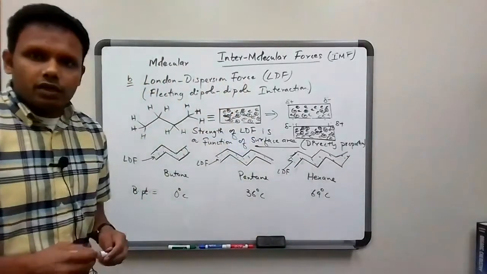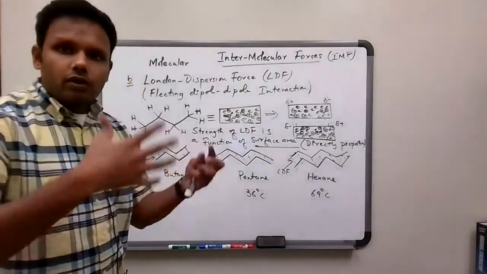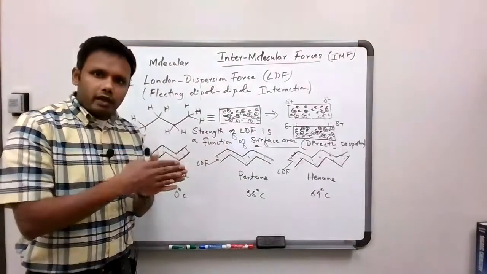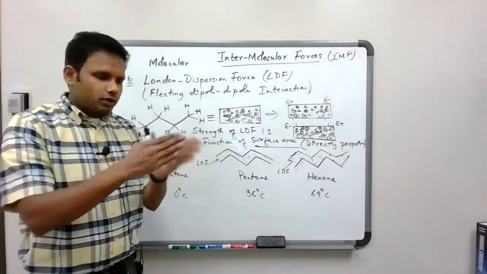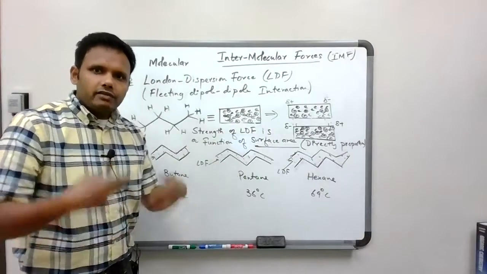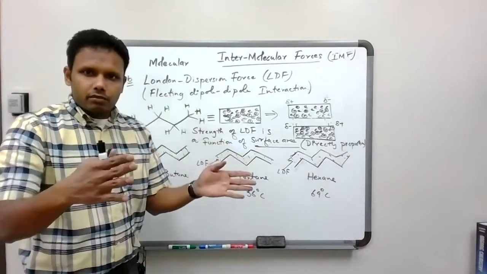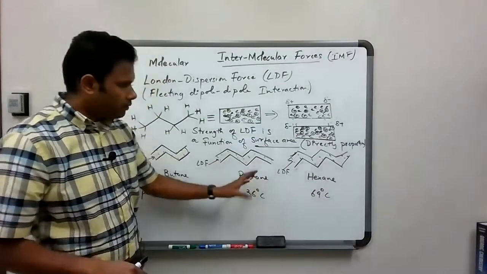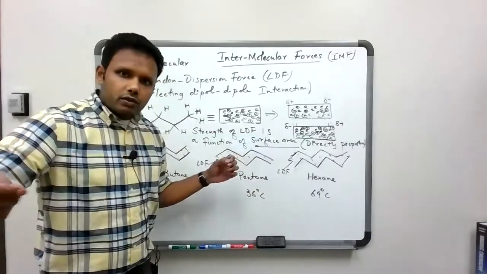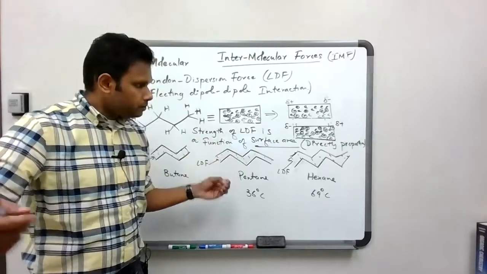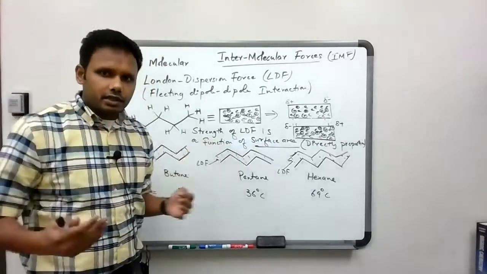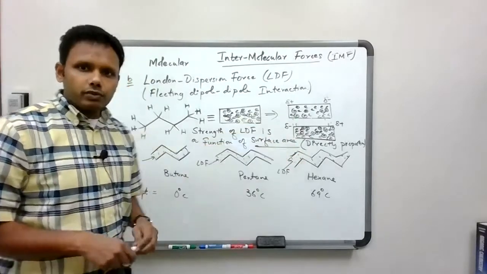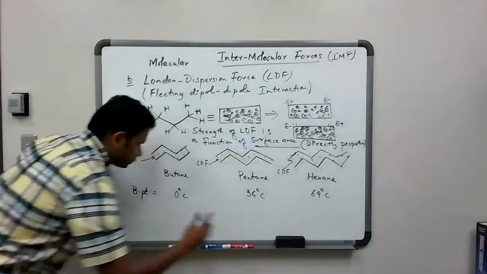and so more LDF. So now if you have stronger or more intermolecular forces, you need more energy to break the force or to separate the molecules, and if you need more energy to separate the molecules, that gets reflected in your boiling point. So when you have a longer chain molecule, the surface area increases, and hence the London dispersion force increases.